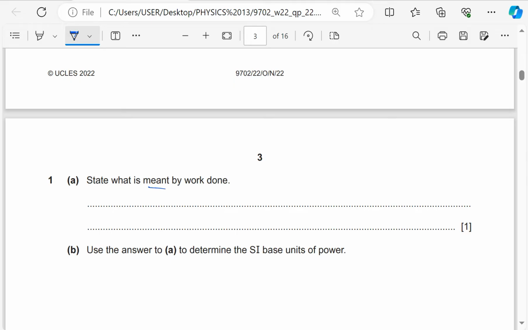State what is meant by work done. Now it's wrong for students to define work done as just force times distance. It is actually force times displacement in the direction of the force. So work done is force times displacement in the direction of the force.